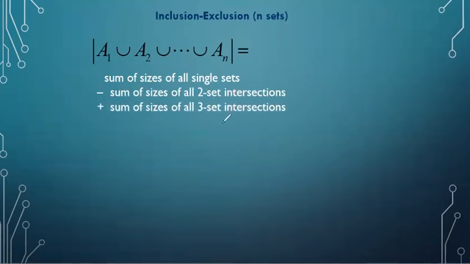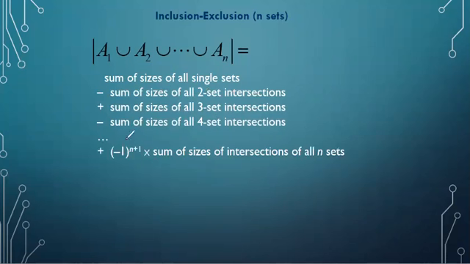Then 3 set intersections should be added. Again 4 set intersections should be subtracted, and this continues until, if we have an even number of sets, then the final sign will be negative. If we have an odd number of sets, the final sign will be positive. That is minus 1 power n plus 1. I'll explain this in a bit, but at the end we will have minus 1 whole power n plus 1 into the sum of sizes of the intersection of all n sets. That is A1 intersection A2 intersection and so on up to An.